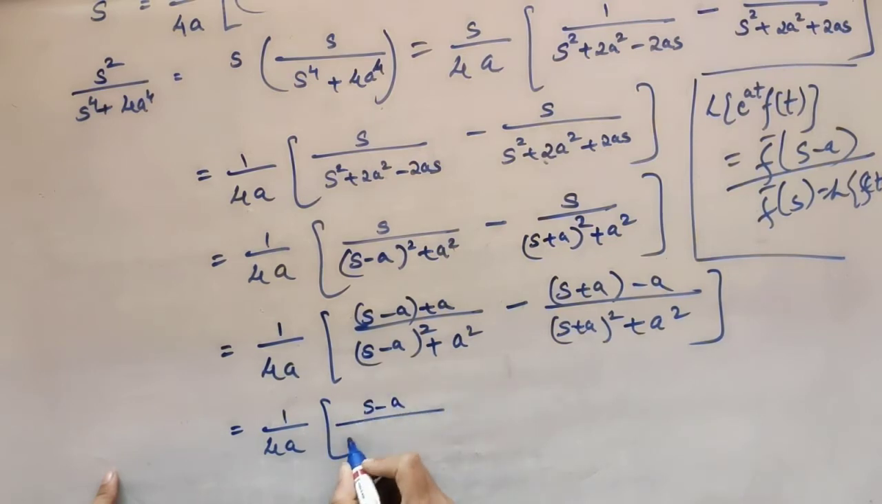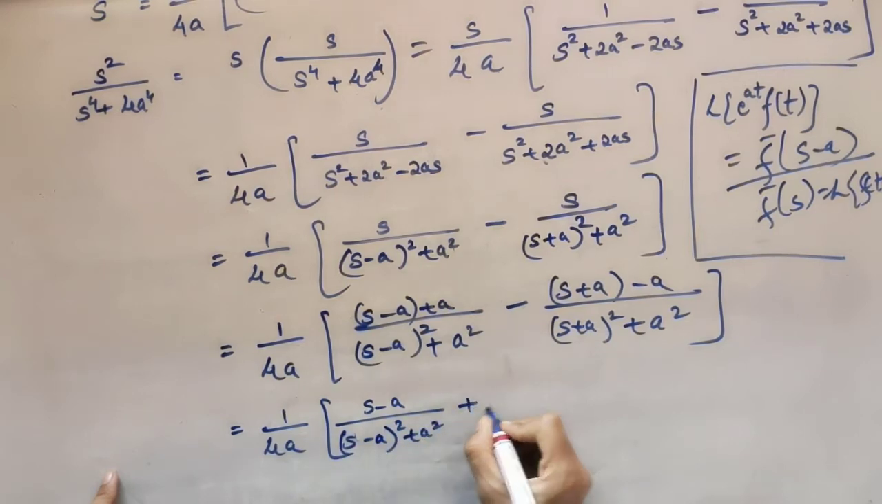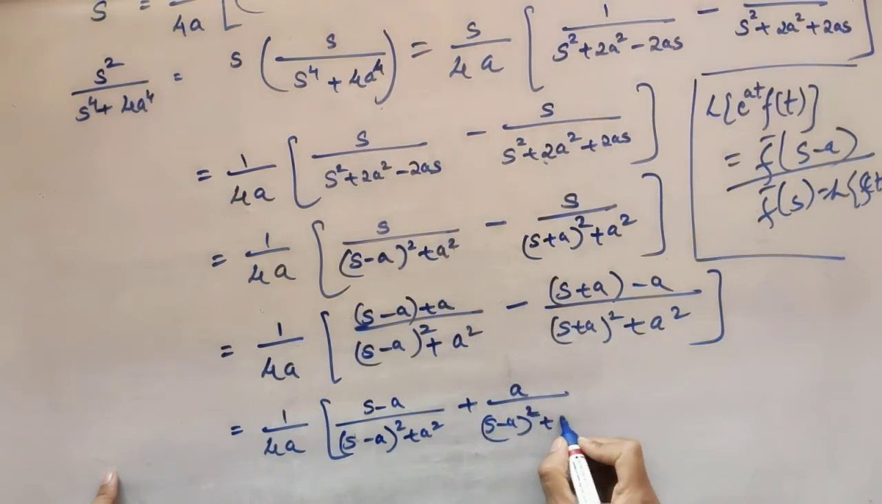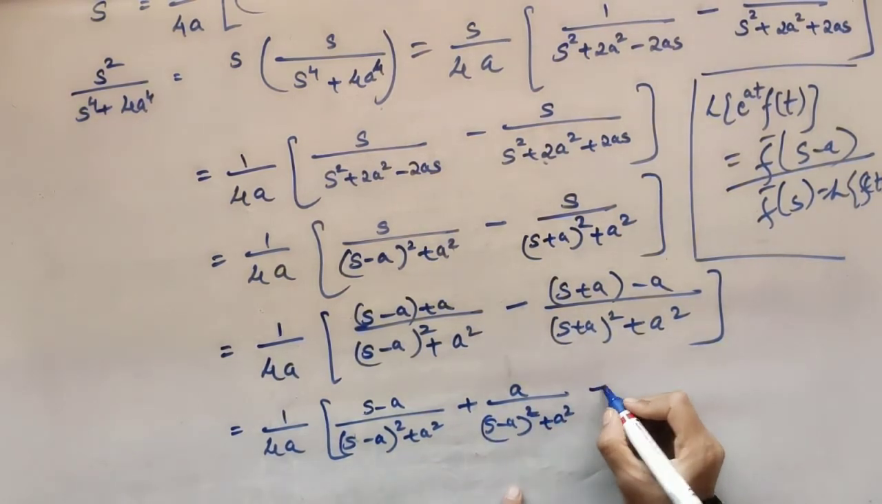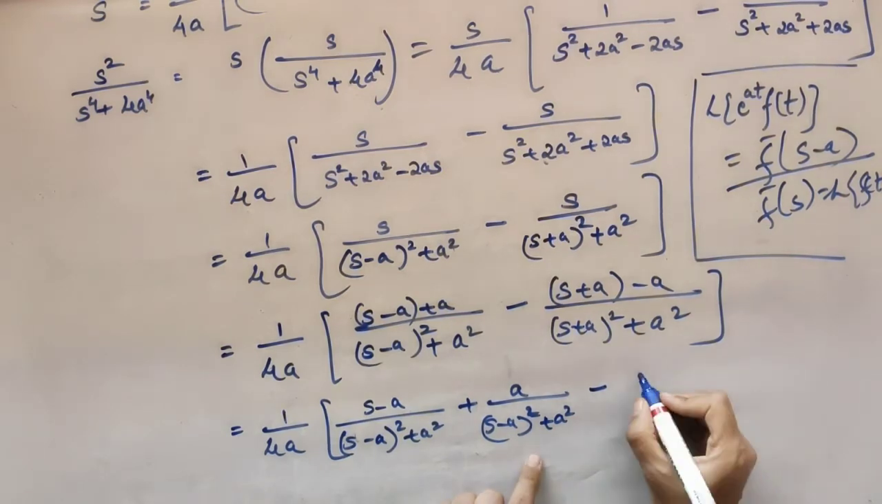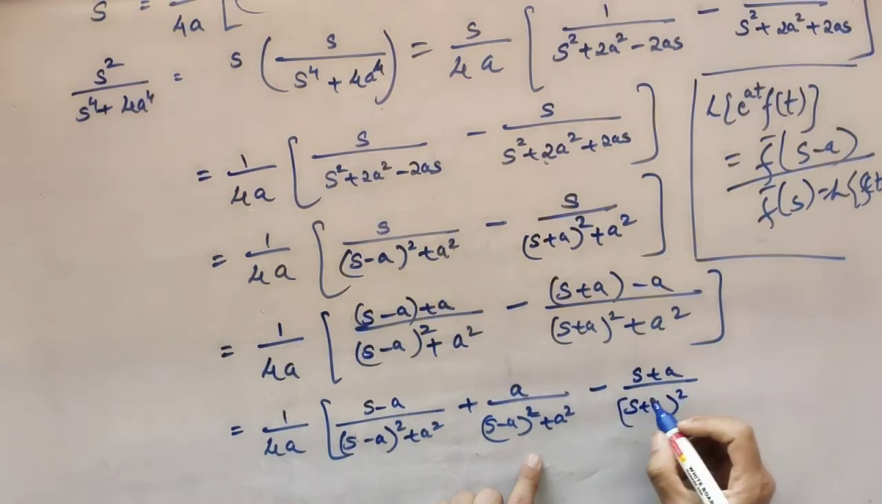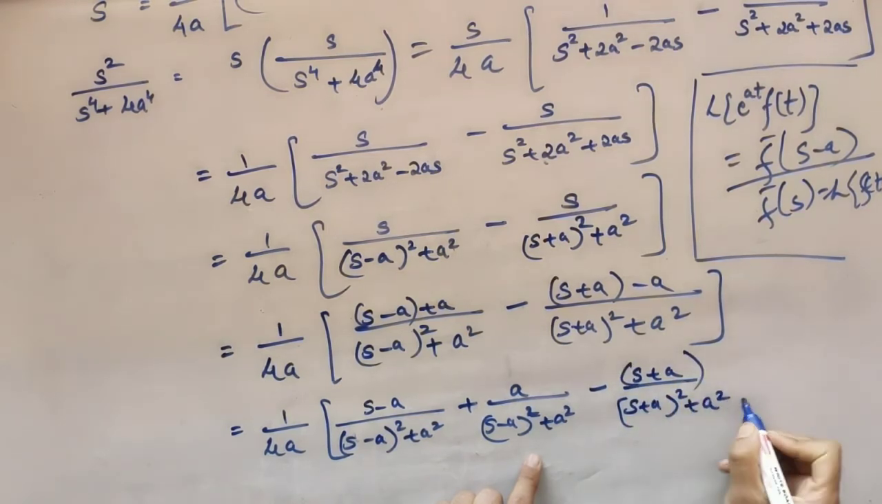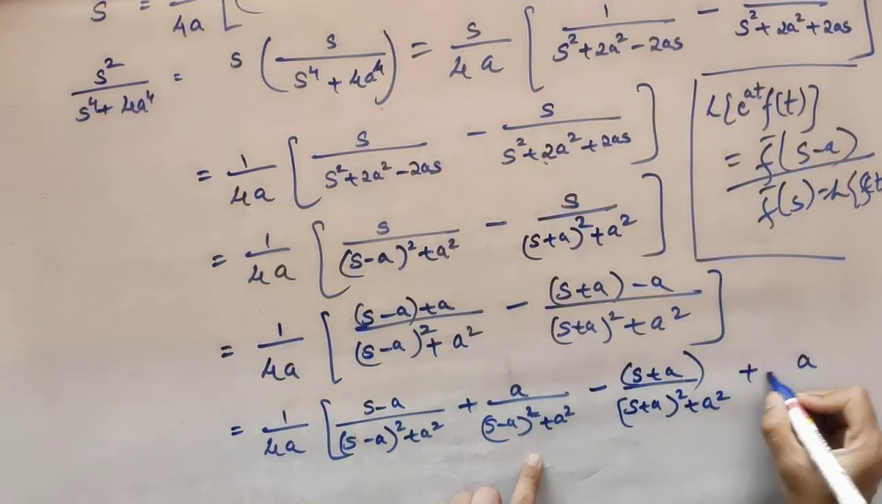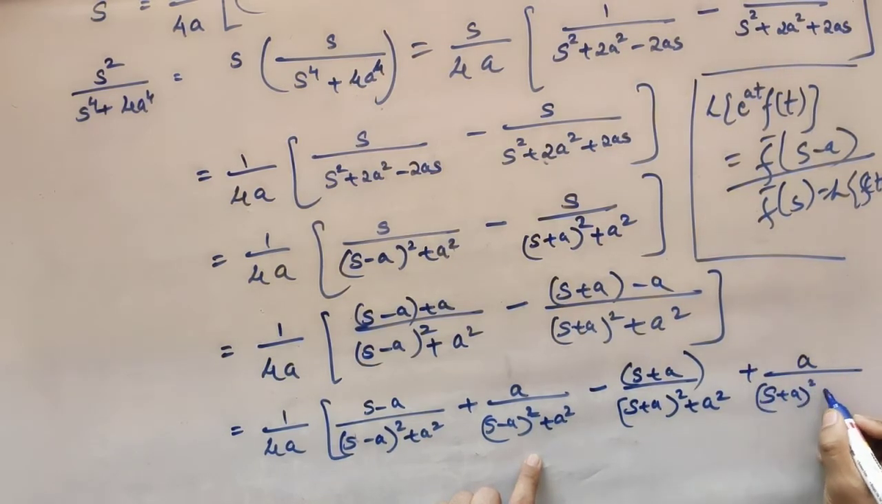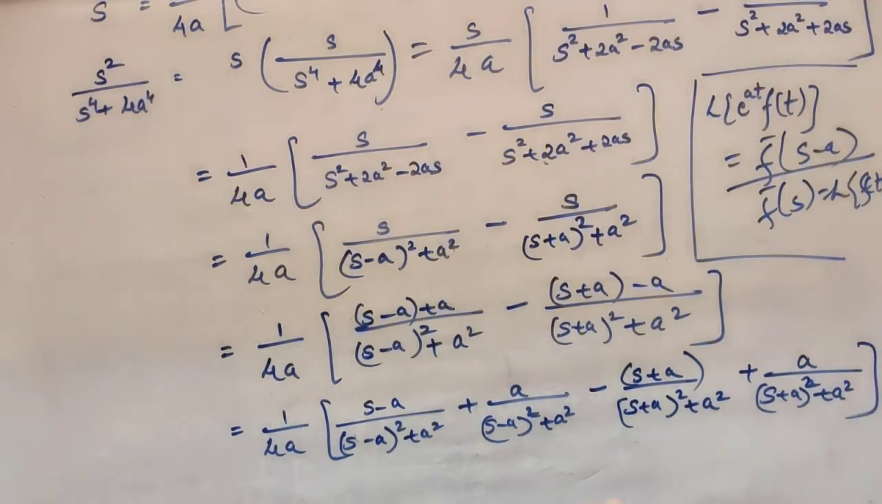s minus a divided by the same denominator, plus a divided by the same denominator. Just see here, in place of 2 terms you will have 4 terms, something like this: minus s plus a divided by s plus a whole square plus a square, and minus of minus plus a divided by s plus a whole square plus a square. I hope it is seen there. Now see, this is what you get.